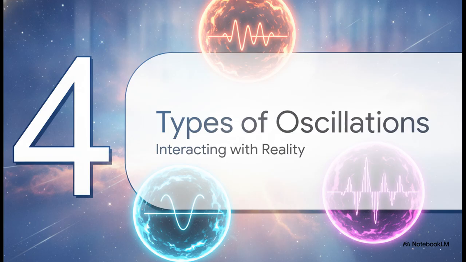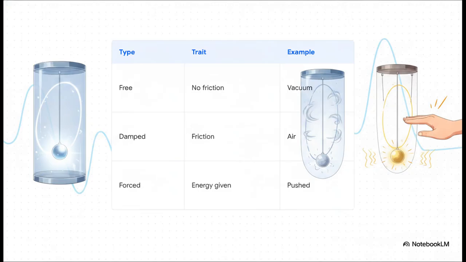Let's look at how this energy tug-of-war actually interacts with reality. When we zoom back out to the real universe, we can drop all oscillations into three broad buckets: free, damped, and forced. A free oscillation has zero friction. Think of a pendulum in a vacuum. A damped oscillation has to deal with friction, like a pendulum swinging in normal, everyday air. And a forced oscillation has external energy actively supplied to it, like a pendulum being consistently pushed. Let's break these down real quick.